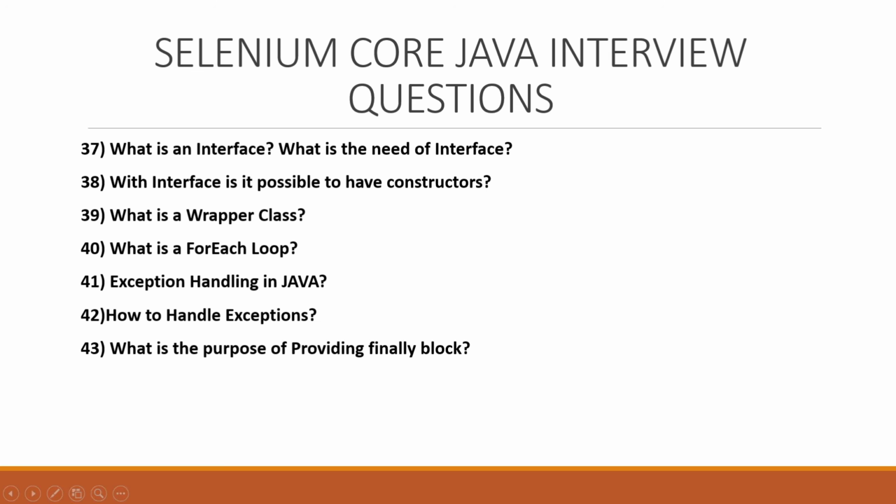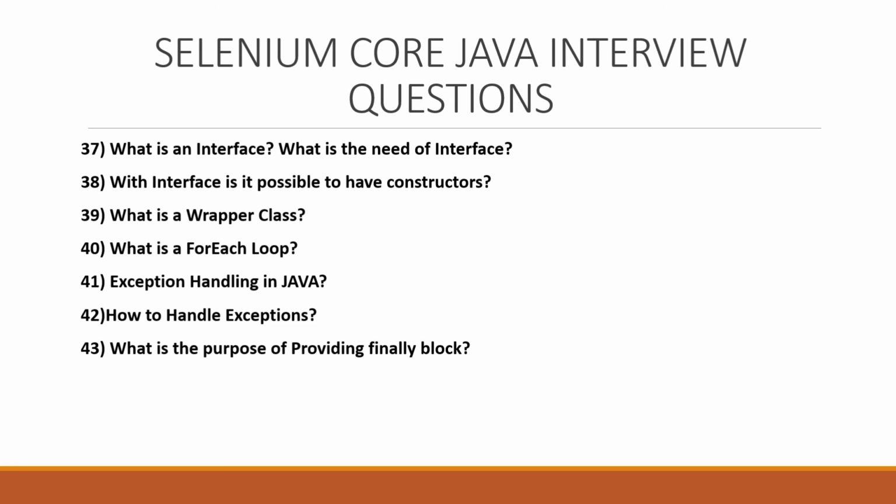And what is a wrapper class and what is a for each loop? So what is a wrapper class? In Java we have primitive data types, that is int, short, byte, double, char, and so on. These are passed by value, not by reference. So whenever you create an object, you are passing values, and during that time we go for the wrapper class concept. You can convert these primitive data types into objects.